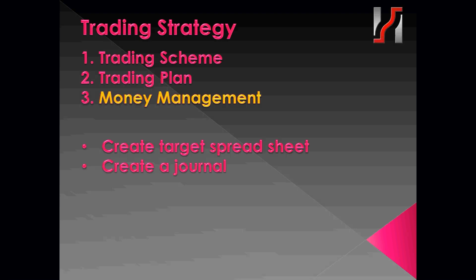And then you also need to create journals. A target spreadsheet is obviously an Excel spreadsheet for you to set up your daily targets and also your monthly targets, what you want to achieve in that particular month. Because we already decided that from our $100 capital, we want to achieve $20 a month. And create a journal.